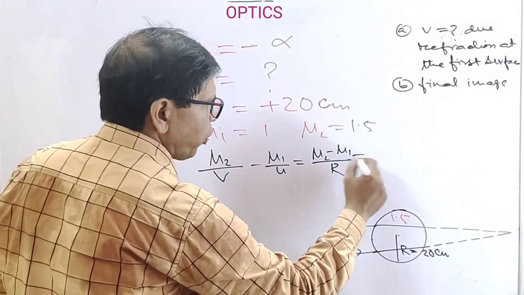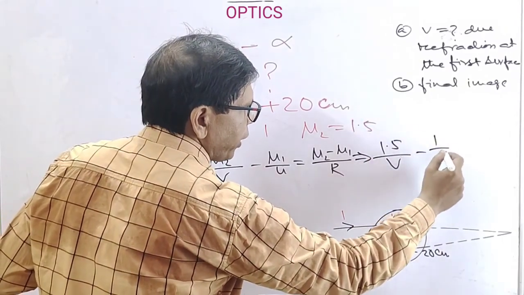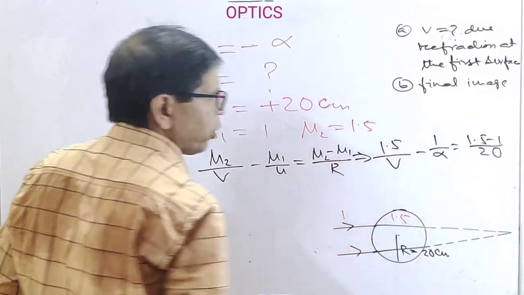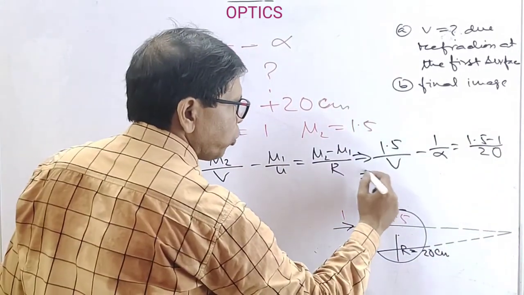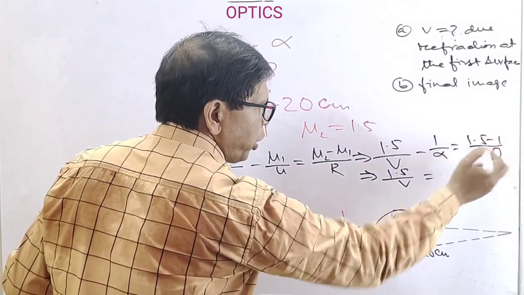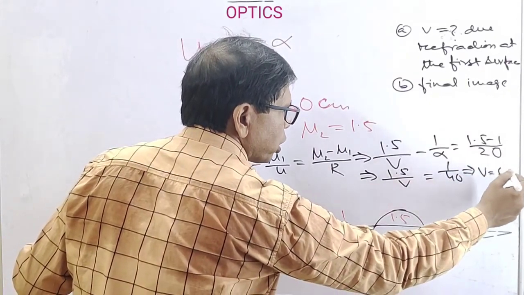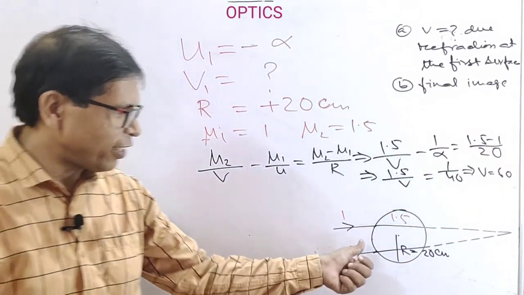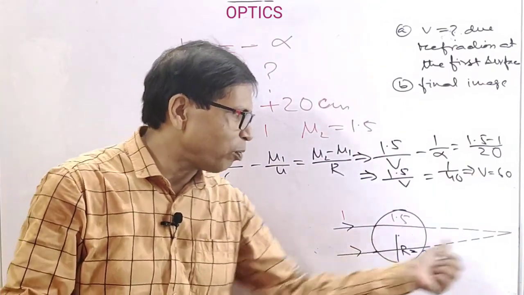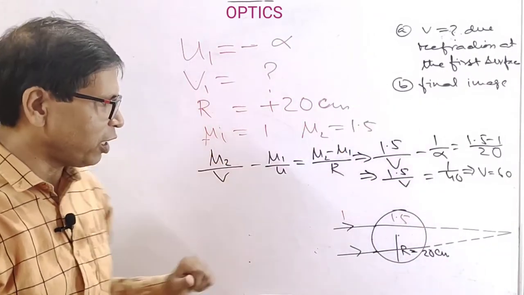So from here, 1.5/v − 1/∞ = (1.5 − 1)/20. From this relation, we get 1.5/v = 0.5/20 = 1/40. So v = 60. So the image distance due to refraction at the first surface is 60 centimeters from it. Okay, understood? Now the final image distance.